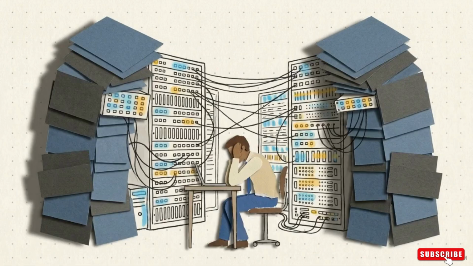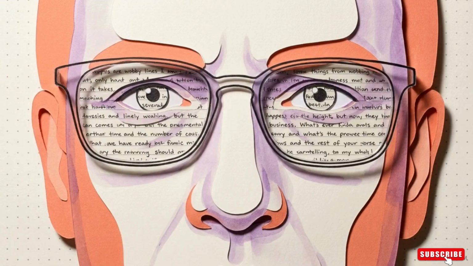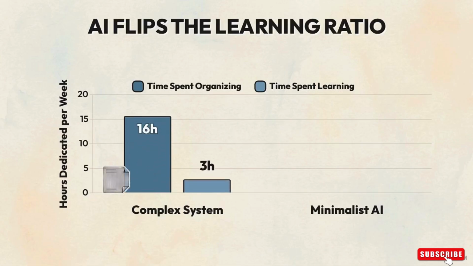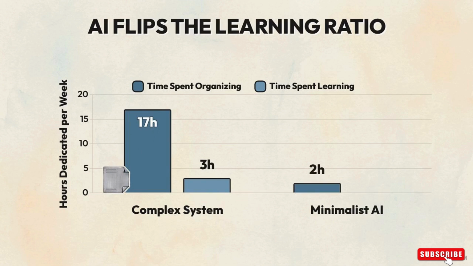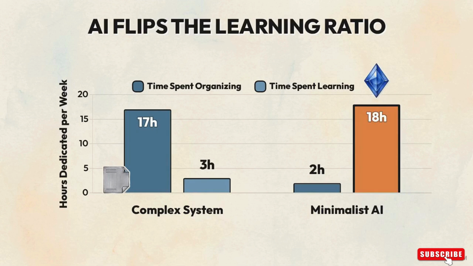When you rely entirely on a complex external system to remember everything for you, your biological brain can stop internalizing new knowledge altogether. To avoid this, you need a minimalist stack. By using just one simple local storage tool and one basic AI retrieval tool, you flip the ratio, cutting down organization time so you actually spend your time learning.